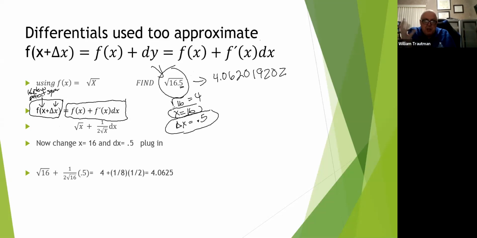And I'll show you an example where what? I can't use a perfect square. Yes, you can.